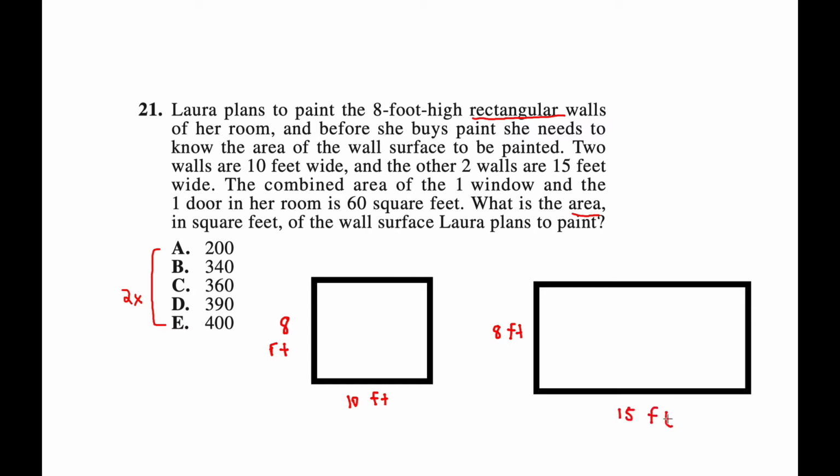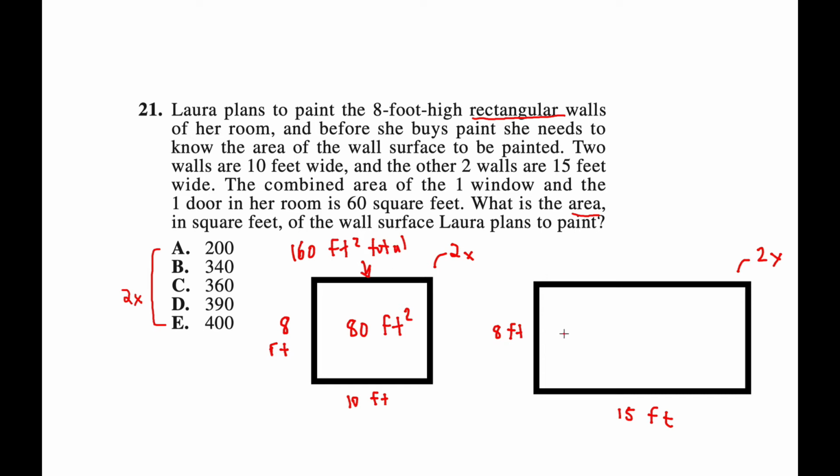And we also have 2 of each of these, apparently, because it says that 2 walls are 10 feet wide and the other 2 walls are 15 feet wide. So 2x. Now, since we're trying to figure out the area of the wall surface that she has to paint, we can just calculate the area of each of these walls. So if it's 8 by 10, 8 times 10 is 80. So this is 80 feet squared for this wall. And we're going to have 2 of those walls. So in total, I'll just write 160 feet squared total from these walls.